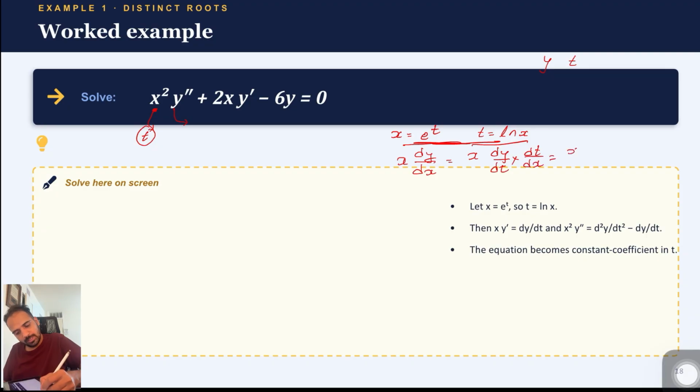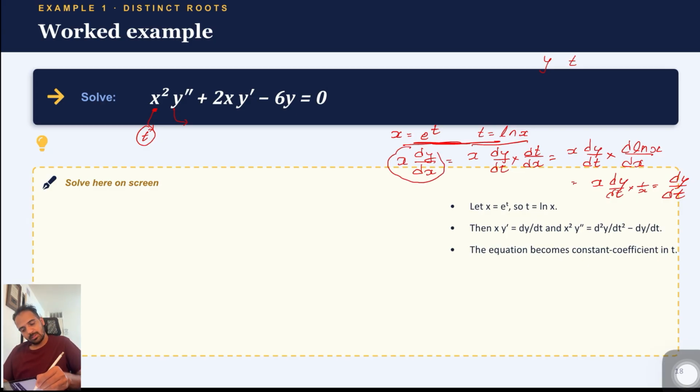This will give you x dy over dt into dt over dx, meaning d log x over dx, and this will be nothing but dy over dt into 1 over x. This will give you dy over dt. So your x dy over dx will be converted into dy over dt.